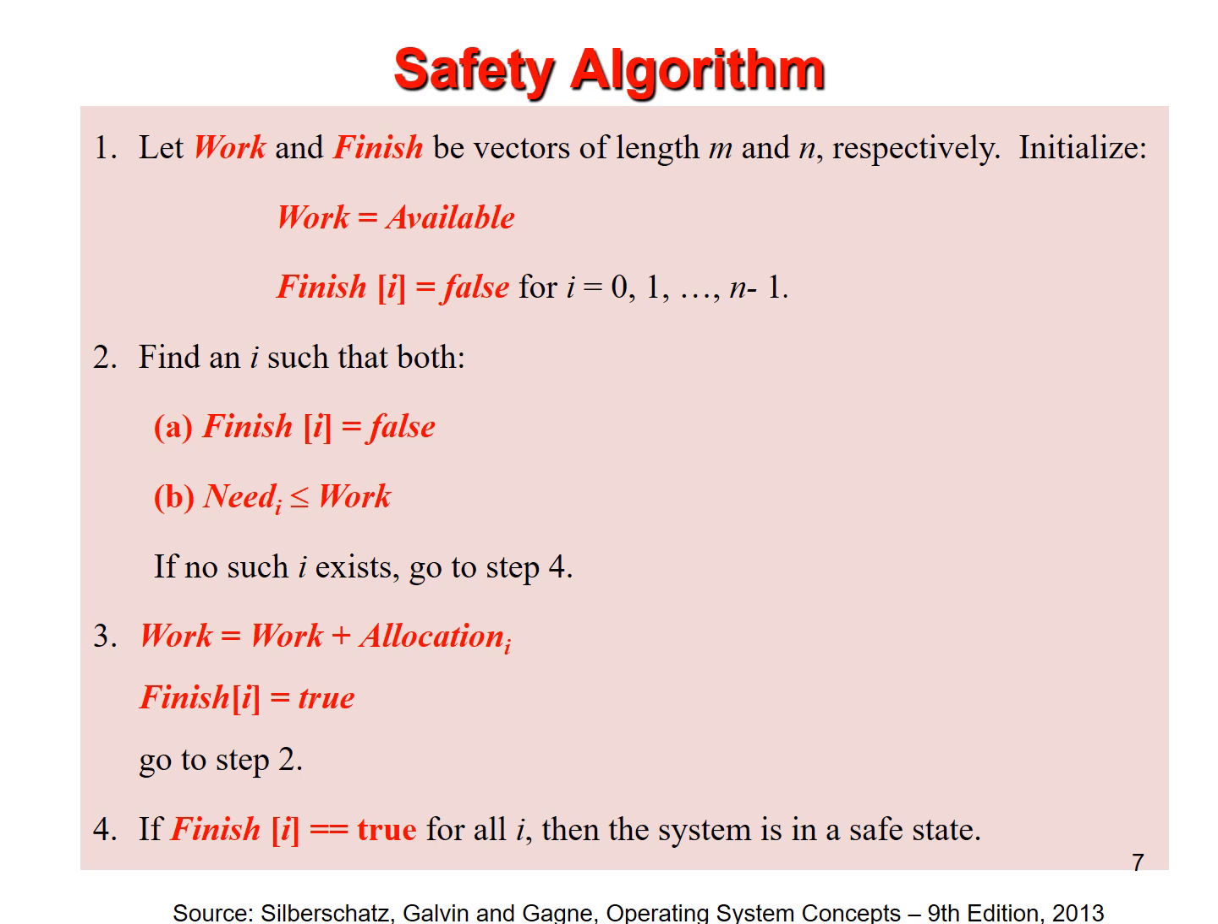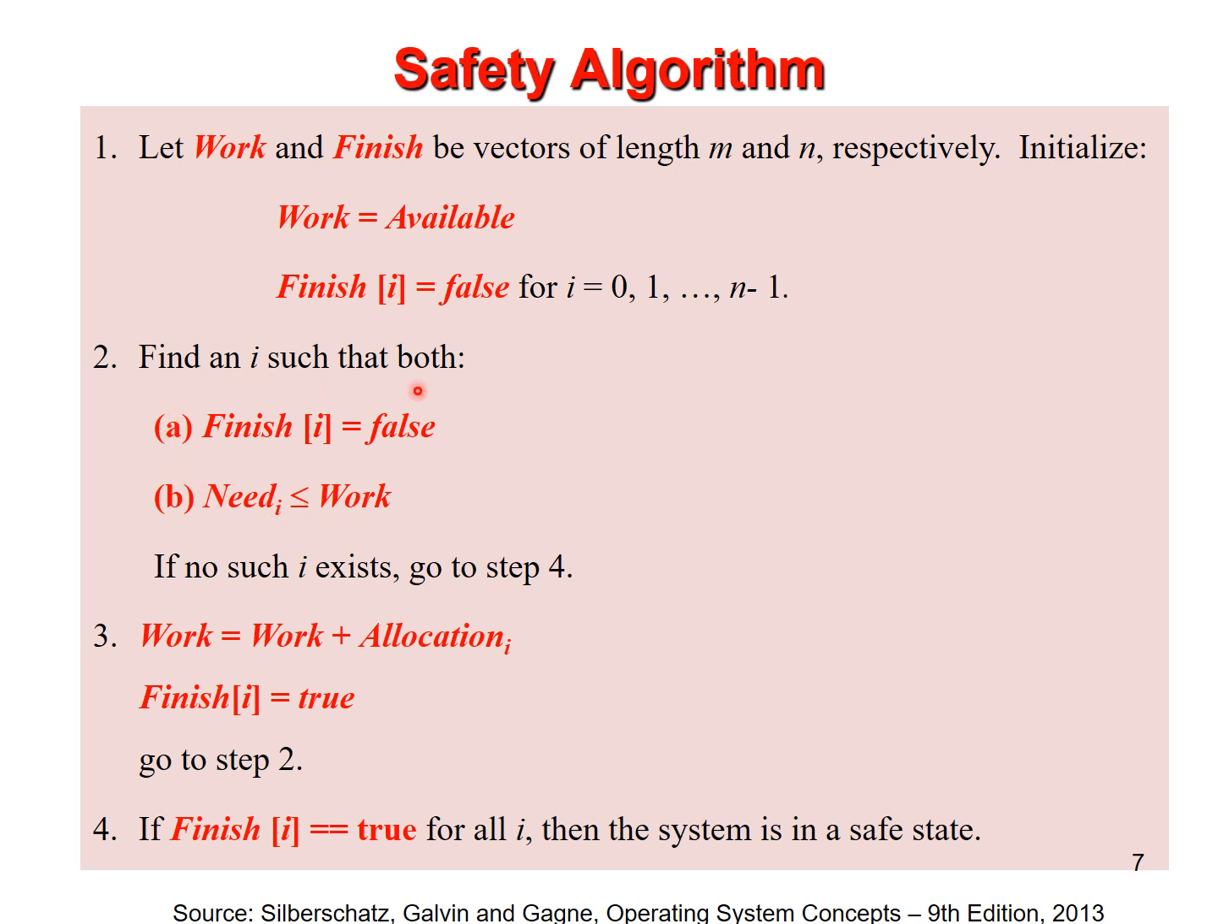Safety algorithm. This algorithm is used to check whether the system is safe or not. Step 1. Let work and finish be vectors of length m and n respectively. We initialize work as available, and finish of i is false for all values of i, 0 to n minus 1. Step 2. We need to find a process i such that finish of i is false for that process. Also, need of that process should be less than or equal to work, which means the availability.